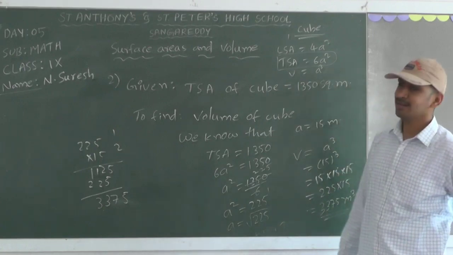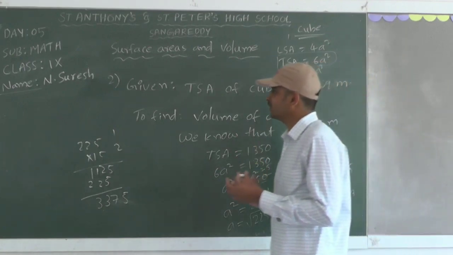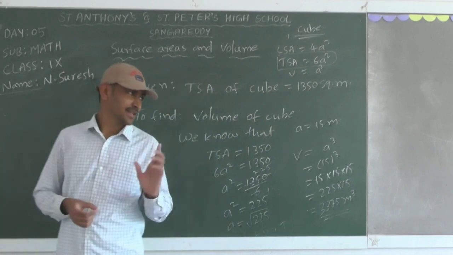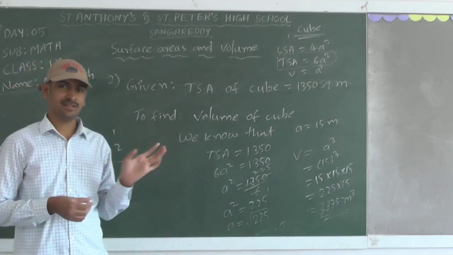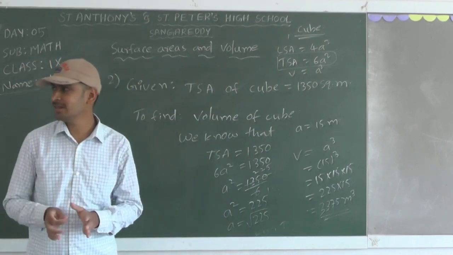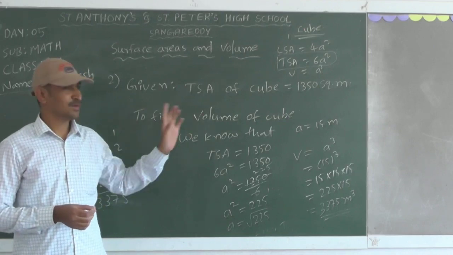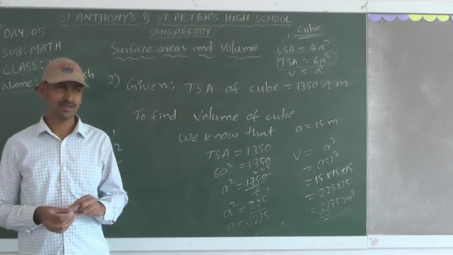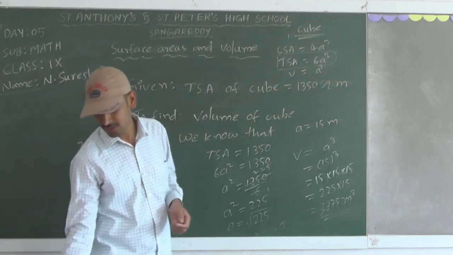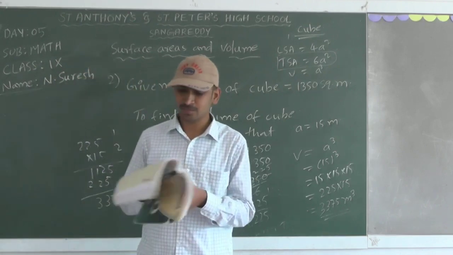So this is regarding the second problem. What is given, what we have found. The cube of a is given, that is nothing but 6. A square is given. So we have to find the value of the cube, that is a cube we have to find. So we have to see another problem.